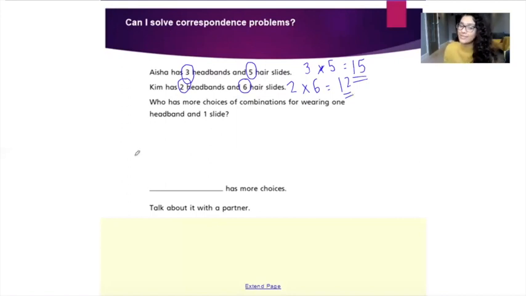So who has more choices then? The answer would be Aisha. So well done if you managed to get that correct at home. It shows me that you are understanding the correspondence problems.